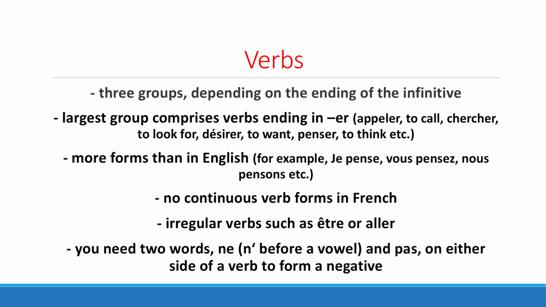And there are also more forms than in English. So, for instance, in English, to conjugate the verb to think, you would simply say, I think, you think, and then the third person singular is going to add an S. So you're going to say, he thinks, she thinks, and then you're going to conclude with, we think, you think, they think. But in French, you have je pense, I think, vous pensez, you think, nous pensons, we think. So there are lots of different forms that you will all have to learn by heart.